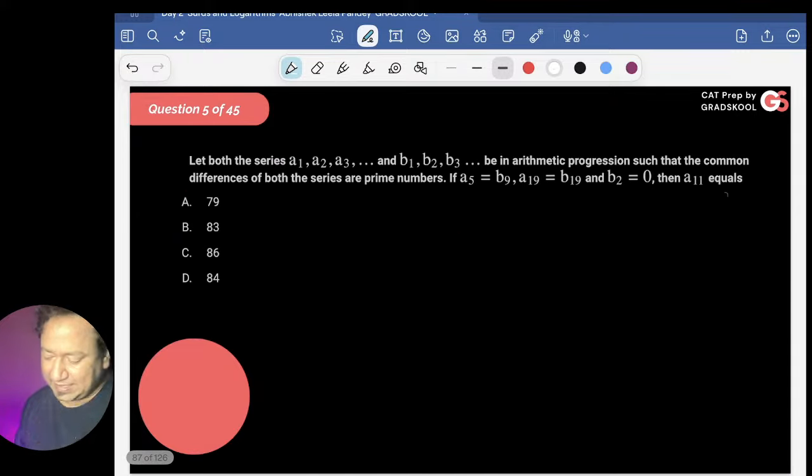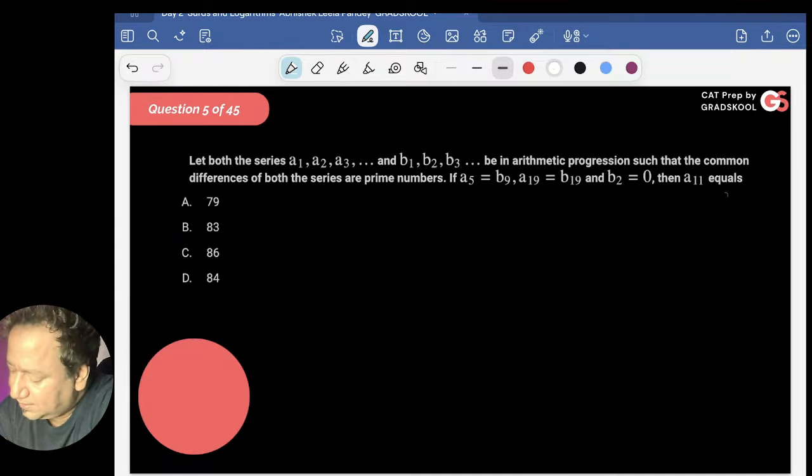Let both the series A1, A2, A3 till somewhere and B1, B2, B3 till somewhere be in arithmetic progression such that the common differences of both the series are prime numbers. बहुत अच्छा. सॉल्व करके देखो, देख लो सब कट सकता है. Don't judge a question by its looks. लुक्स पे नहीं जाने का, बेसिक मैनिपुलेशन करने का. क्वेश्चन खतरनाक दिख सकता है पर नहीं होता.